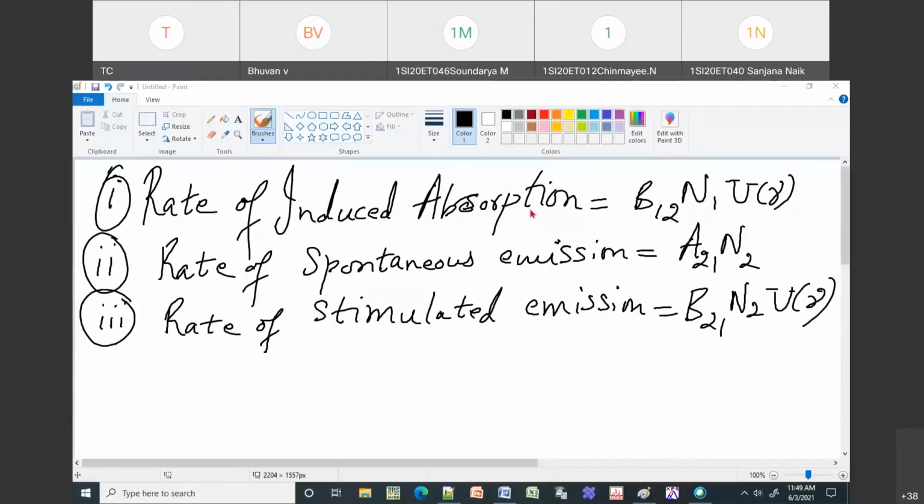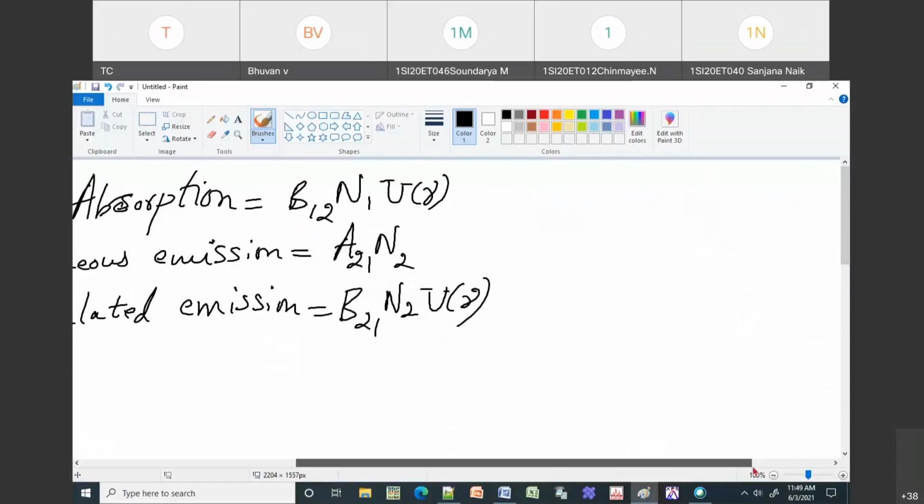So we are going to use these three rates: the rate of induced absorption, rate of spontaneous emission, and rate of stimulated emission. So if I want to have an efficient laser, what is the meaning of efficient laser? That means the intensity has to be good.